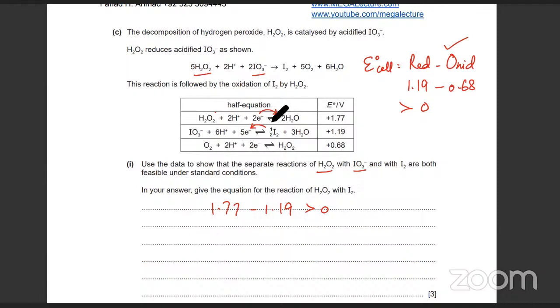But before adding, you have to multiply the first equation by 5 and the second equation by 2, so that the electrons lost and gained are equal. So it's going to be 5H2O2. That's 10H+. On the product side, you're going to have 10 H2Os.